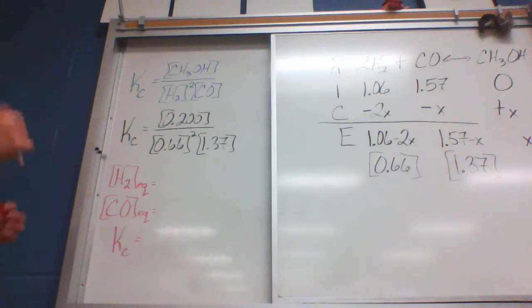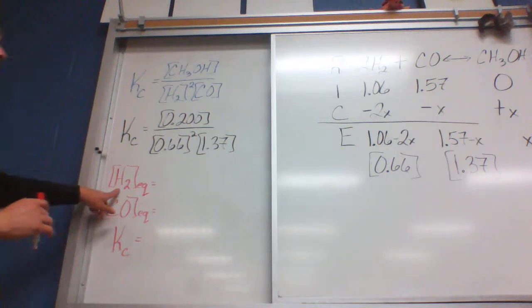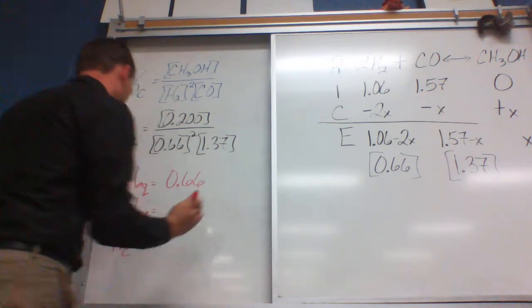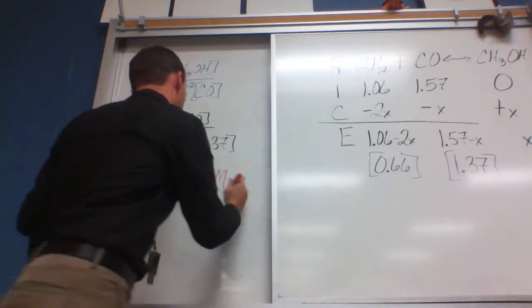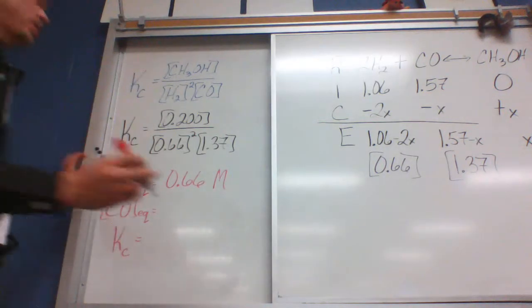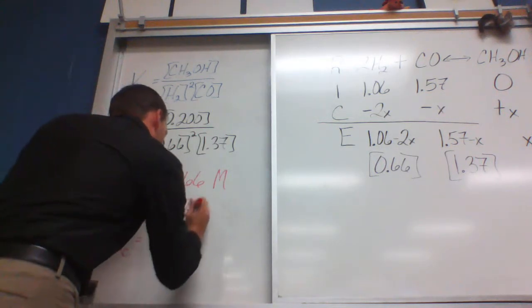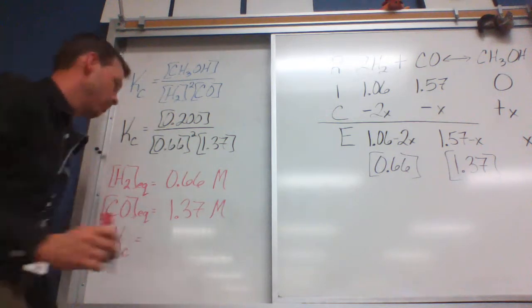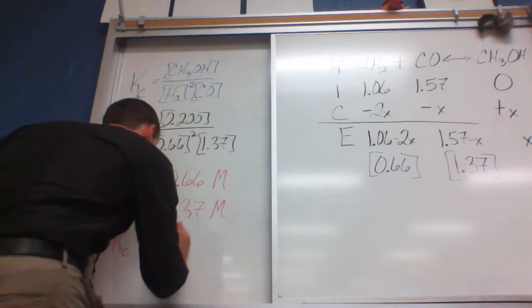All right? There's everything I've done to figure it out. Show the rice table. They expect the rice table. And then I know that my H2 concentration was 0.66. All right? And that one does have a unit. My CO concentration is 1.37. And then my KC is what? What'd y'all get? 0.30. I got 0.34.